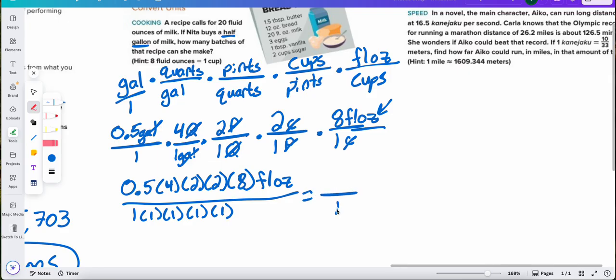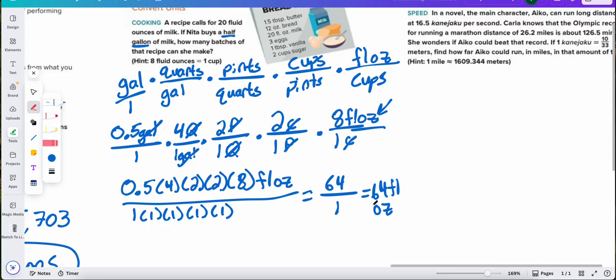So we know that'll be over 1. 0.5 times 4 is 2. 2 times 2 is 4. Times 2 is 8. Times 8 is 64. So this would get us 64 fluid ounces. Okay.